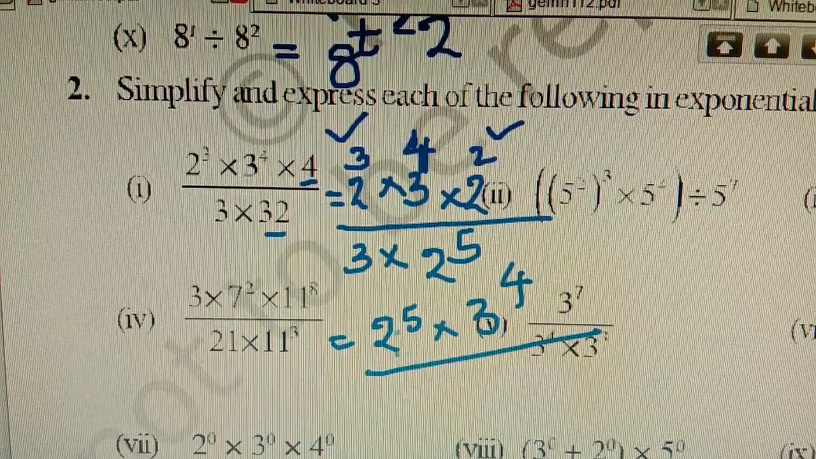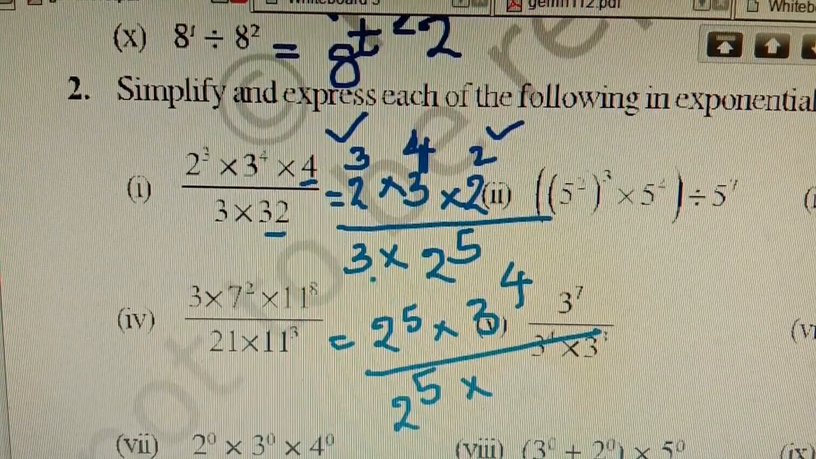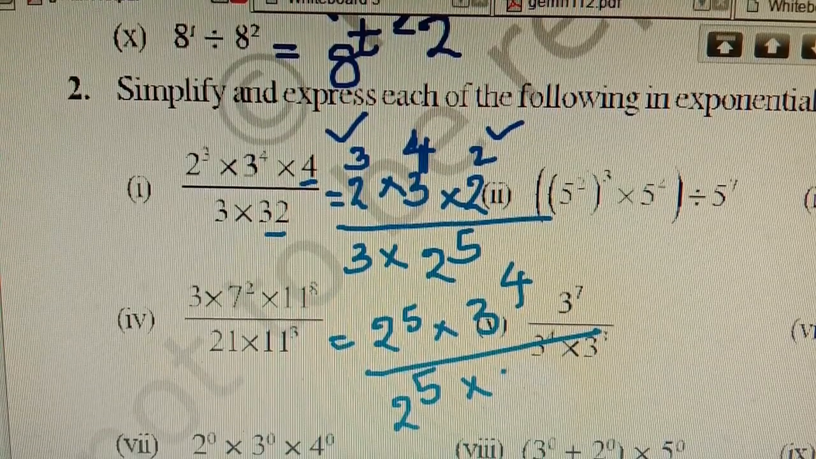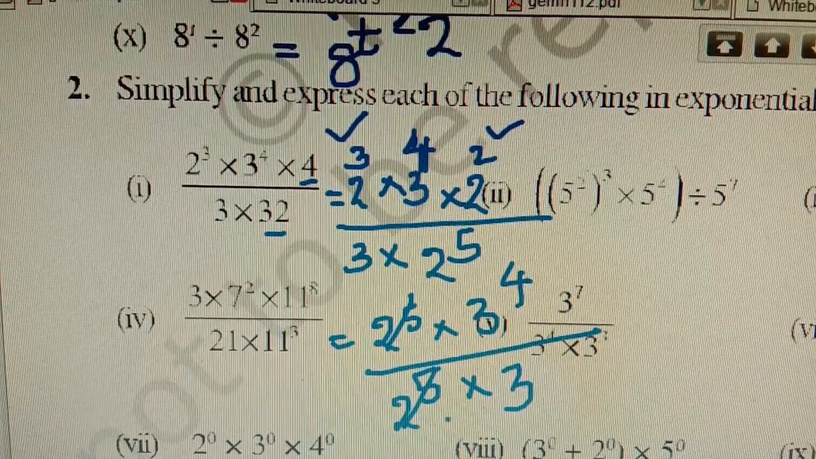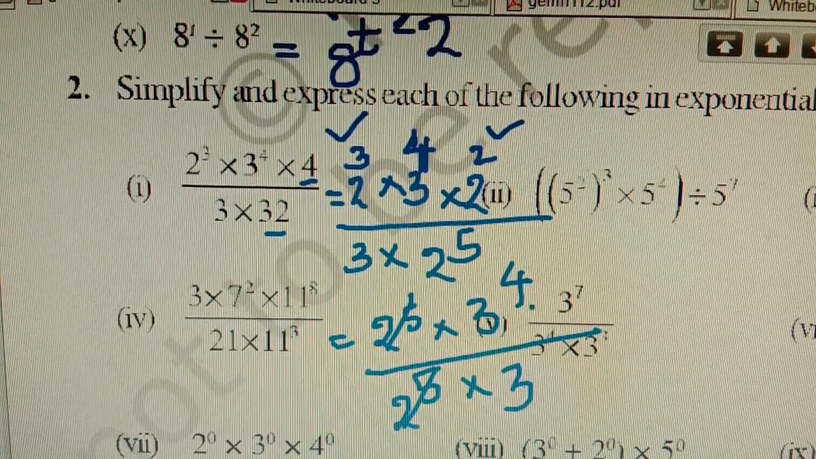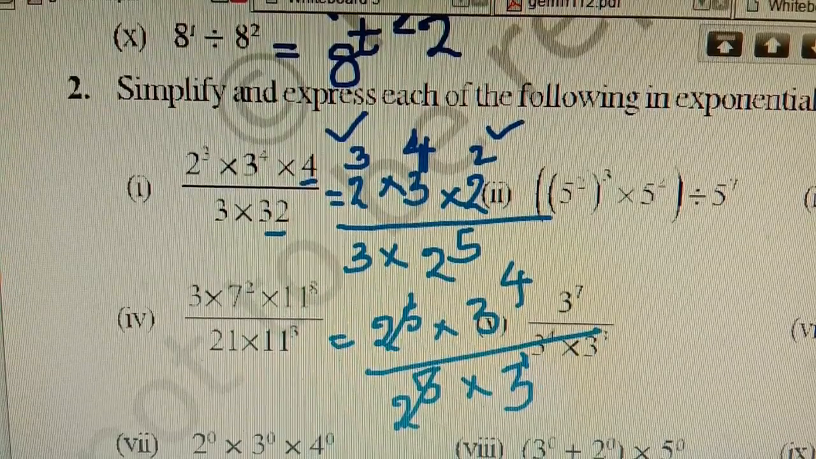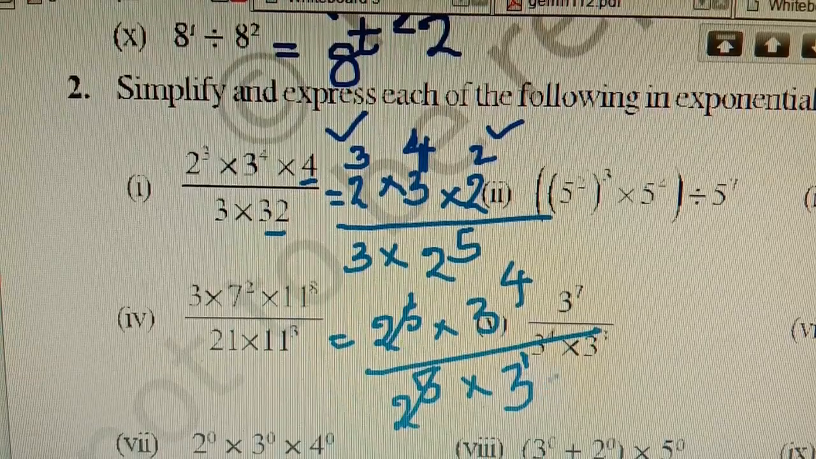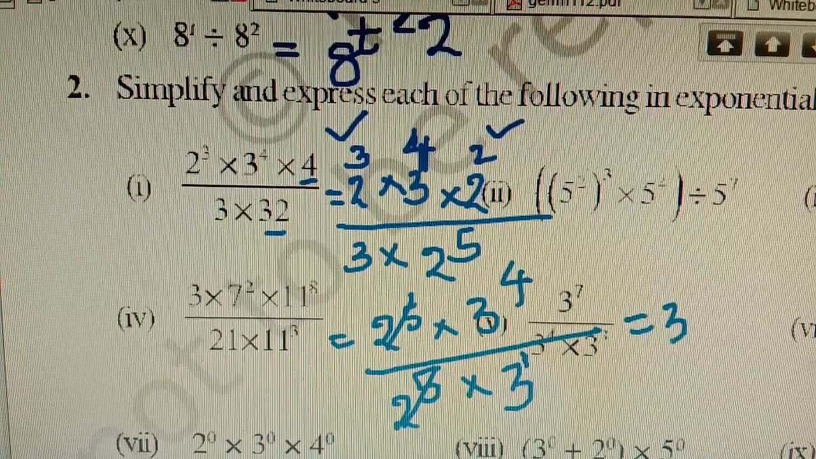So we can write that 2 to the power of 5 as first. 2 to the power of 5 into 3 into 2 to the power of 5 is same as 3 into 2 to the power of 5 into 3. Then these two 2 to the power of 5s we can cancel. Then there is 3 to the power of 4 divided by 3. 3 means 3 to the power of 1 itself. So 3 to the power of 4 divided by 3 to the power of 1 is 3 to the power of 3. So answer is 3 to the power of 3.